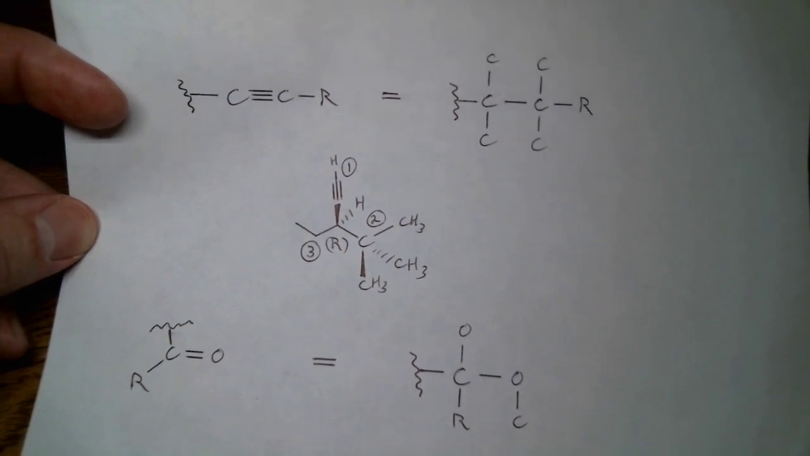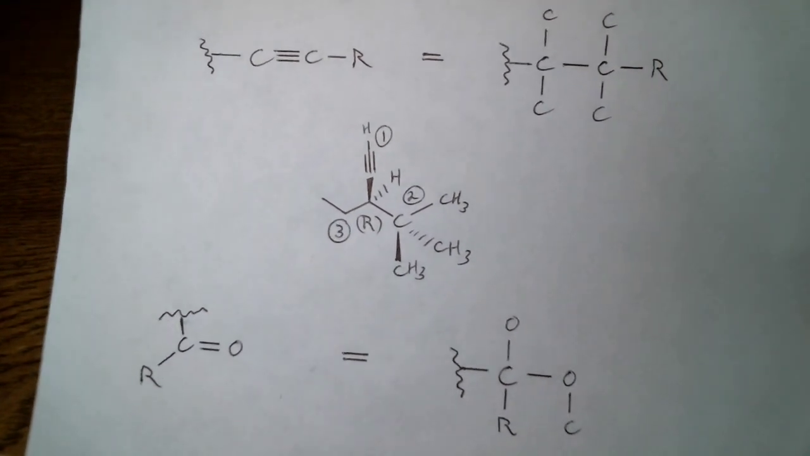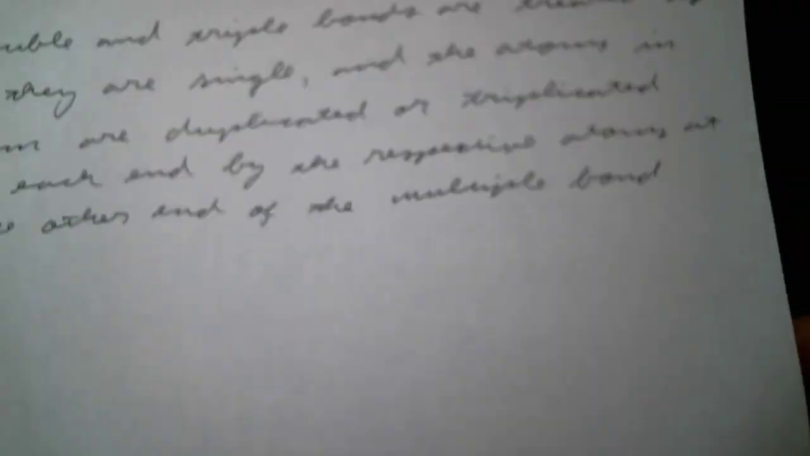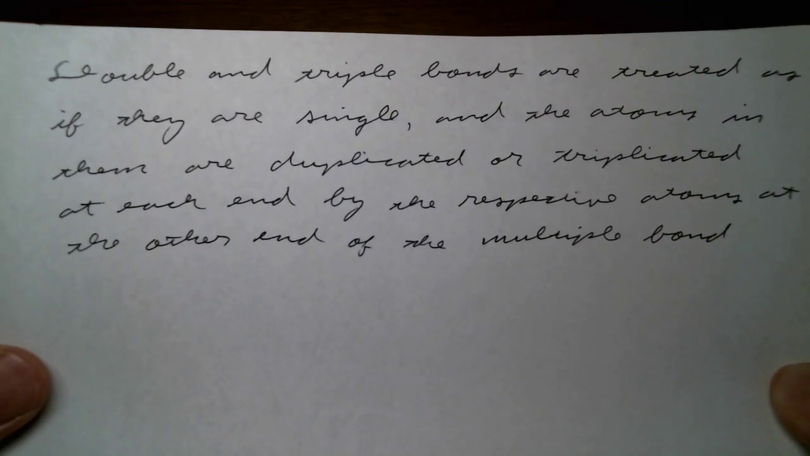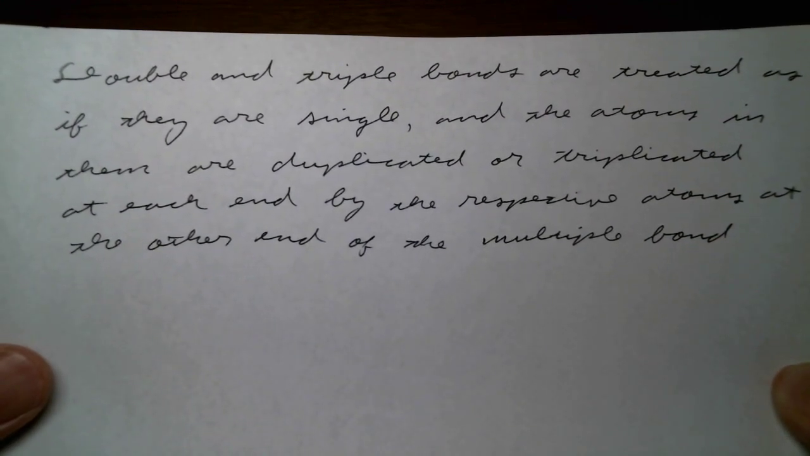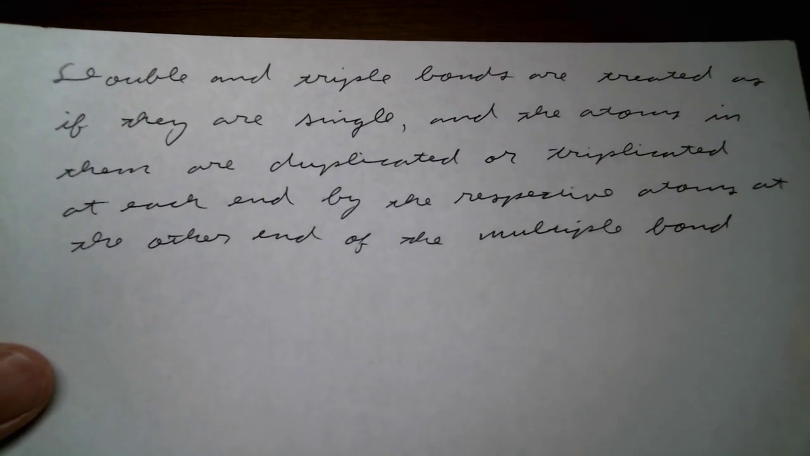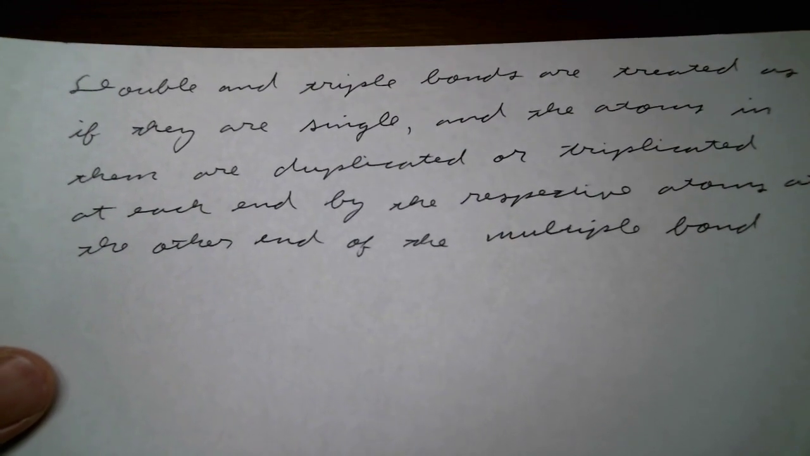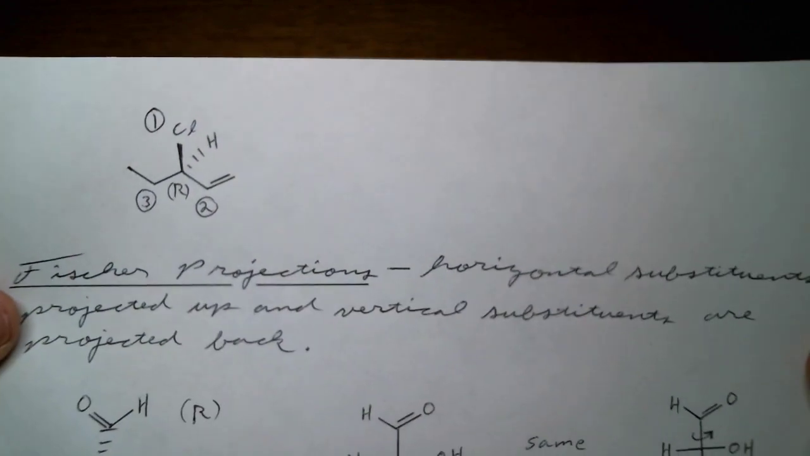So, in summary, we've written up a summary. Double and triple bonds are treated as if they are single, and the atoms in them are duplicated or triplicated at each end by the respective atoms at the other end of the multiple bond. And of course, you've got to practice to become adept at assigning stereocenters for molecules. So one more example, and then we'll launch into Fisher projections.